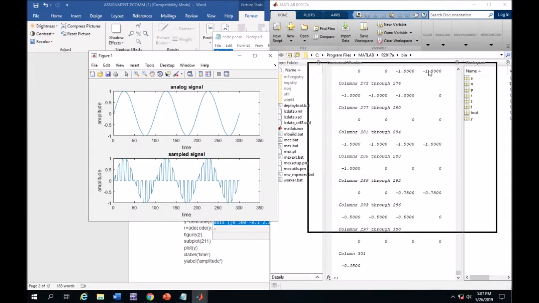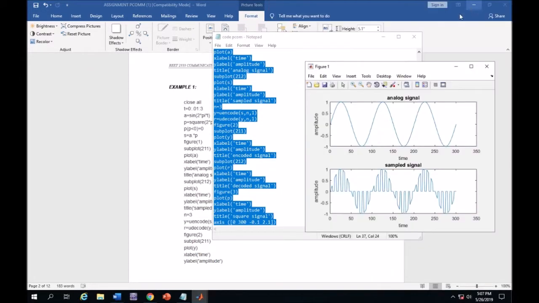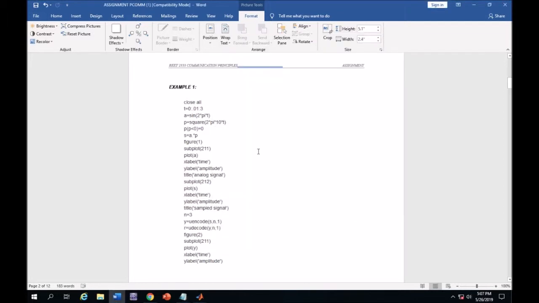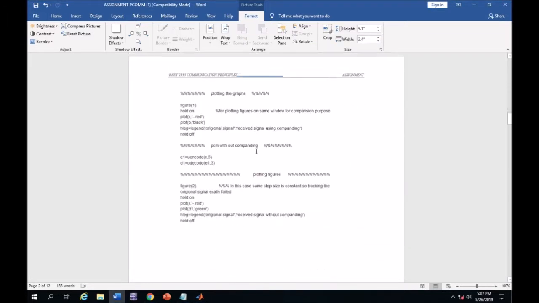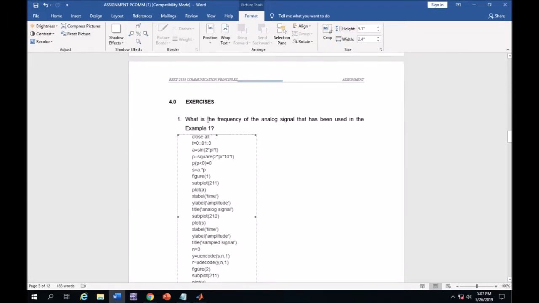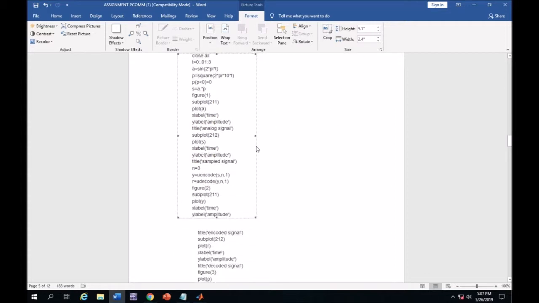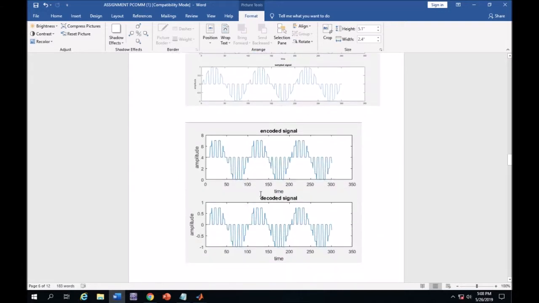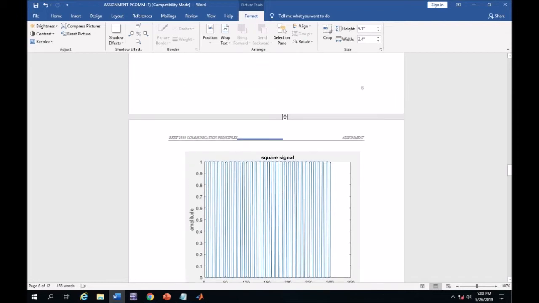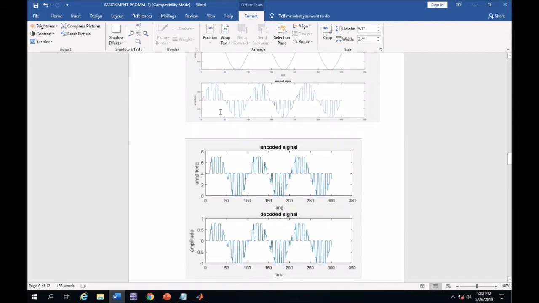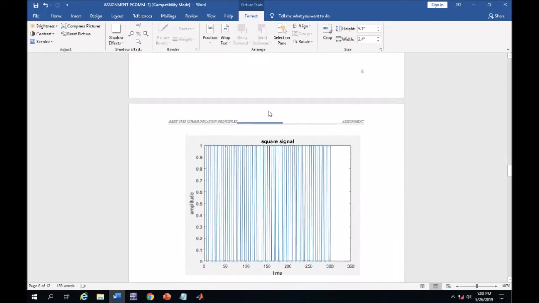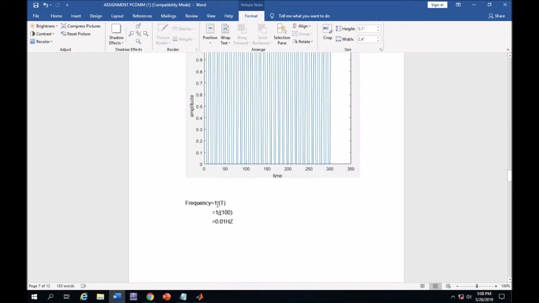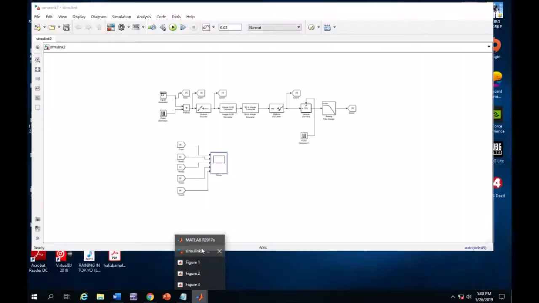Okay, the question is: what is the frequency of the analog signal that has been used in example 1? Okay, first we take all the graphs and paste them in Microsoft Word, and this is the answer. The formula of frequency is 1/T. Okay, how to get this frequency?